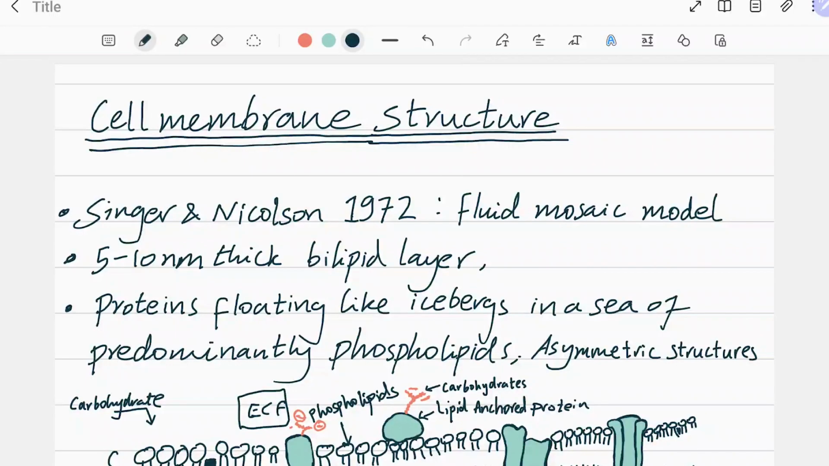We'll talk about the cell membrane structure. So if we look at the cell membrane, why is it over there? It's very important. It plays a role in separating the ECF from the ICF. Extracellular fluid has a different composition from intracellular fluid, and this composition of the ICF must be maintained in order to allow the organelles in the cell to function properly.